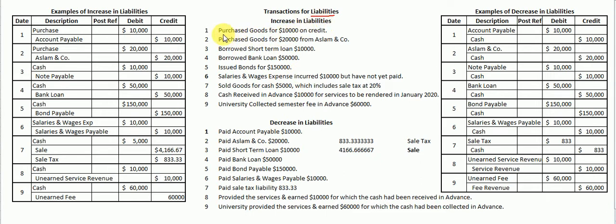ببین از اول اینجا یک مثال است: purchase goods for $10,000 on credit. یک کمپانی اجناس را به قرض خرید، $10,000 اجناس. بسیار مهم است که در لکچر سابق گفتم که هر وقت یک بیزنس اجناس یا گودز می‌خرد، دو سیستم است: یک سیستم پیریادیک است و دوم سیستم پرپیچوال است.